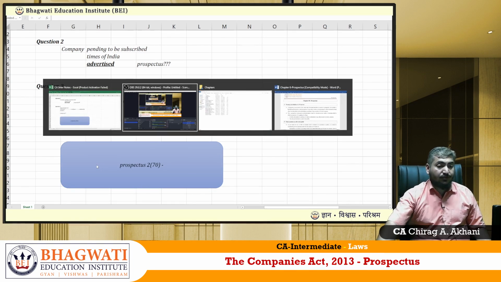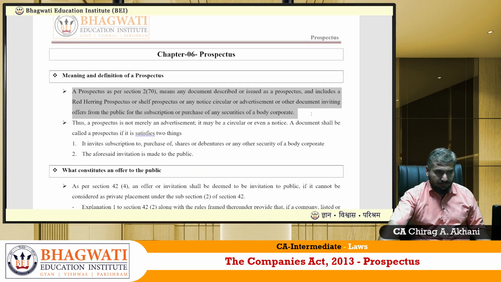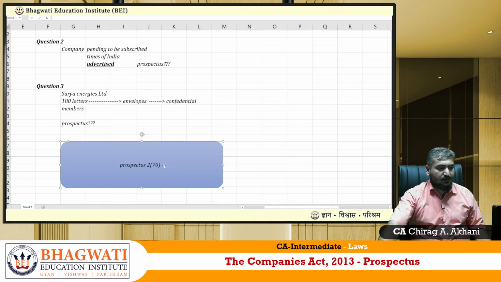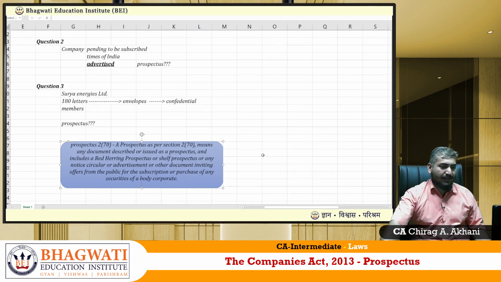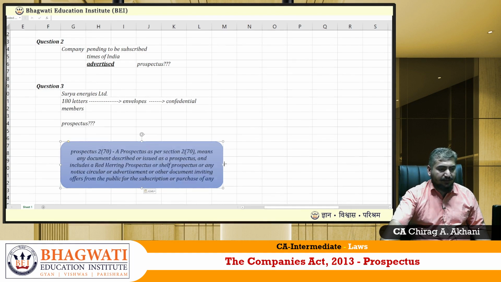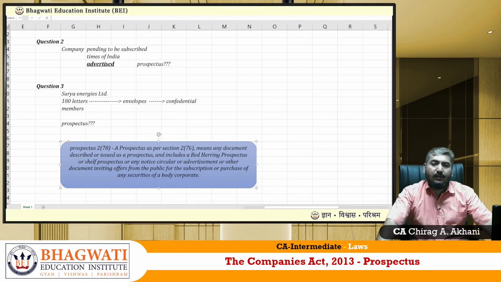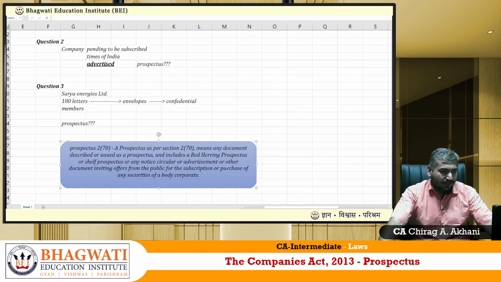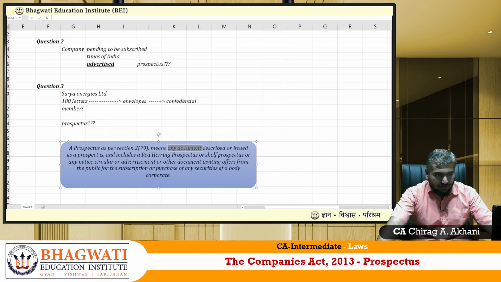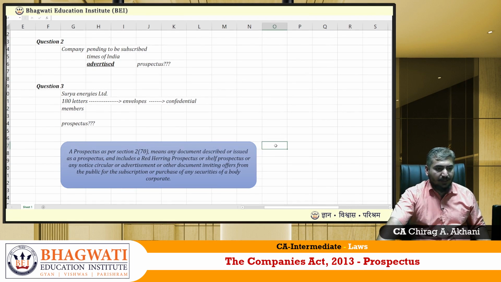And what it is trying to say, look at over here. I am just copying this from the material so that later on we can bifurcate that. Yes, this is the entire definition, section 2, subsection 17. Now let's see each and every component first. It is saying that prospectus as per section 2 subsection 17 means any document described or issued as prospectus. That is the point number 1 here.